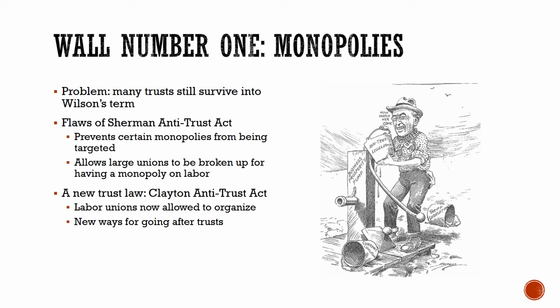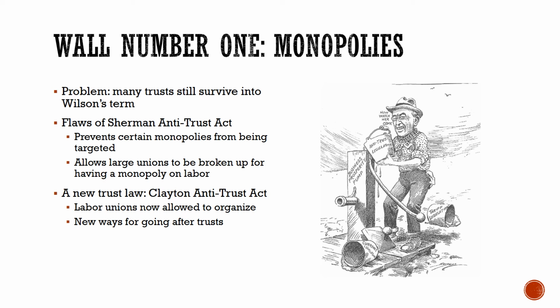Second, the Sherman Antitrust Act was actually being used by some conservative politicians to break up labor unions. They claimed that labor unions, by getting everybody who did a single job into a single union, created a monopoly on labor. And by breaking up labor unions, they were putting more power back into the hands of big business.